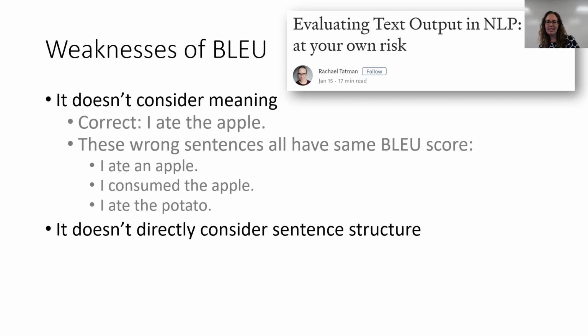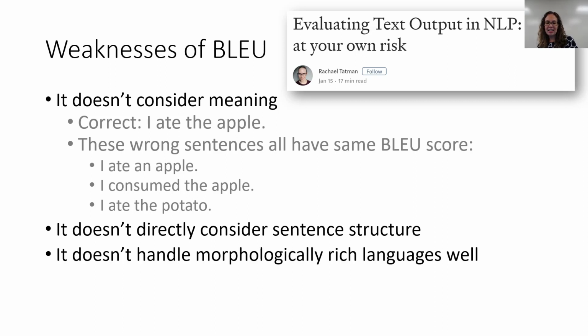Another is it doesn't directly consider sentence structure, so you could get stuff that's ungrammatical. It doesn't handle morphologically rich languages well. Does anyone remember what a morphologically rich language is, or what an example of one is?